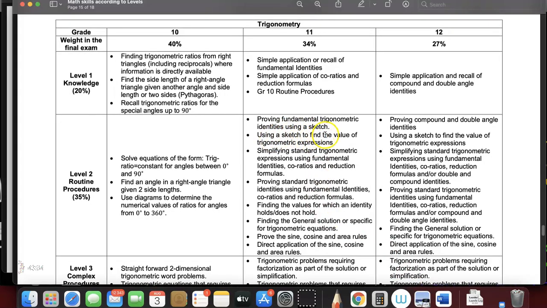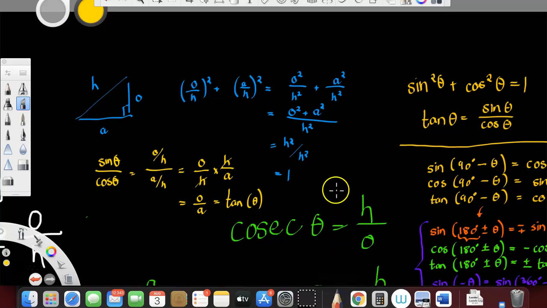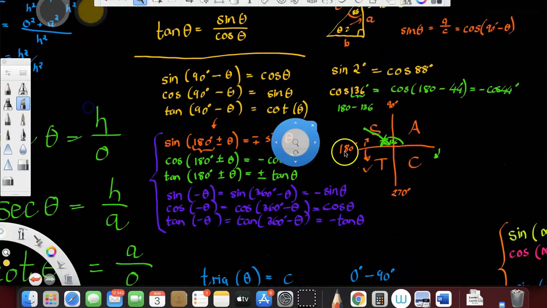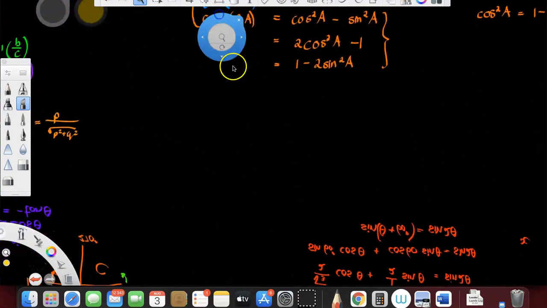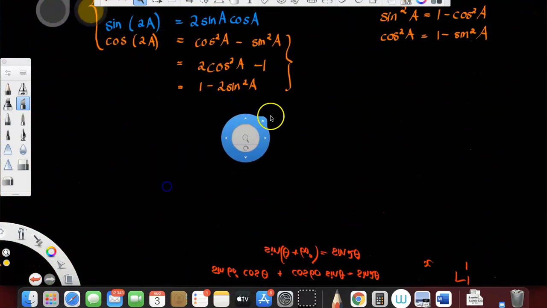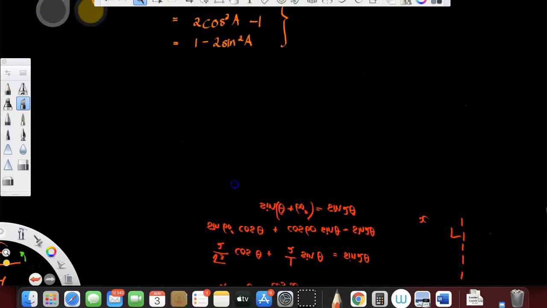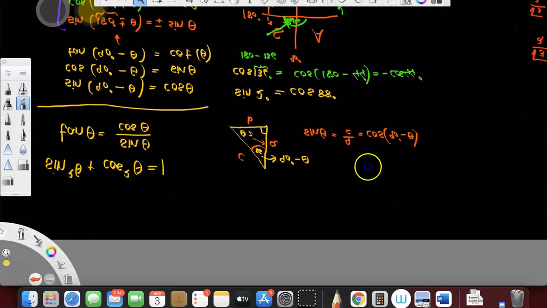Use a sketch to find the value of trigonometric expressions, and this is very important. A very basic fundamental ability, and you will get one of these. I can assure you, you will get one. You did get one in your mid-year exams. So what is happening here?